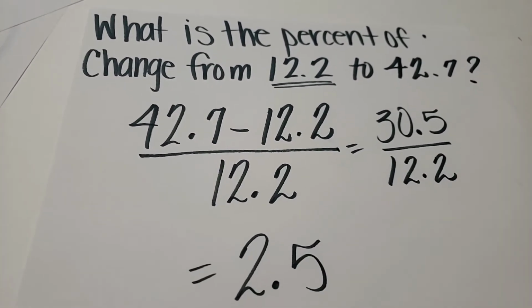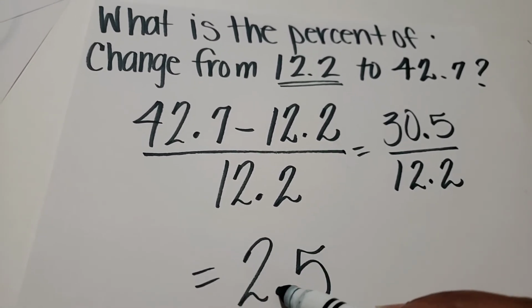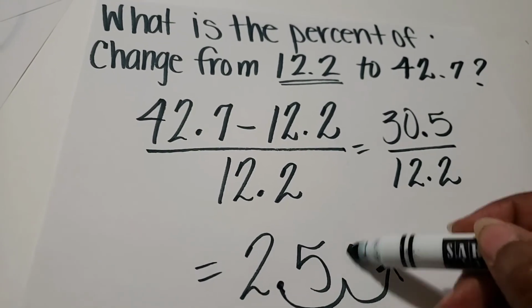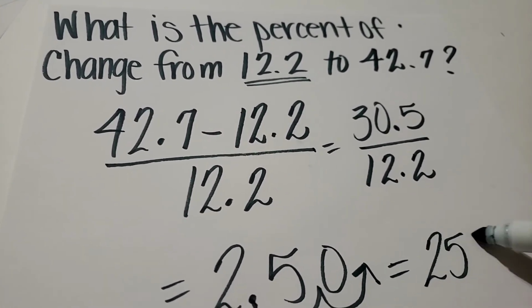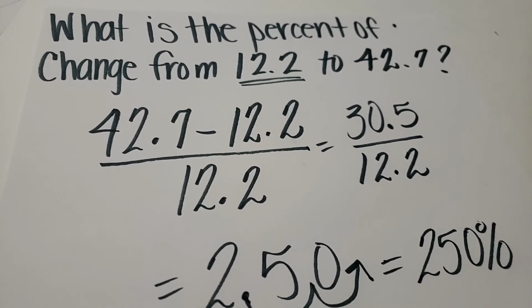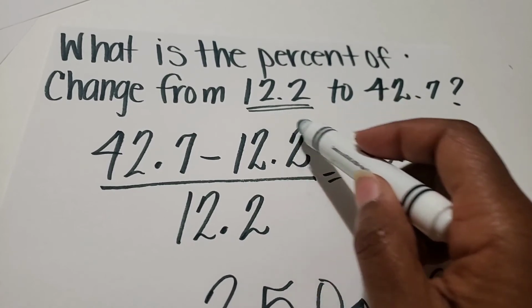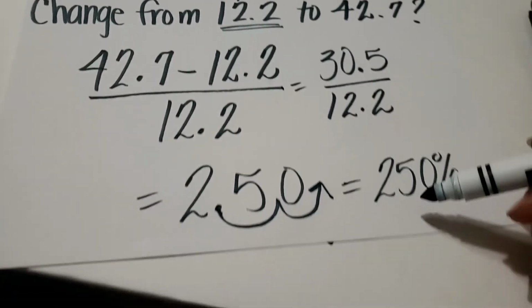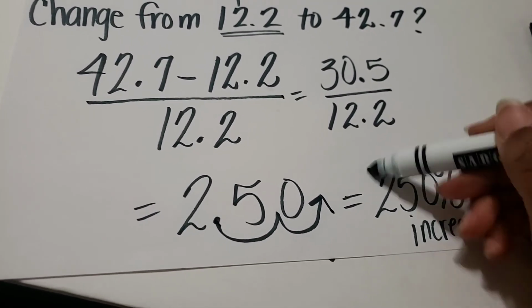Remember the question says, what is the percent of change? So we have to change this decimal number to a percent. We take our decimal point, move 2 places to the right. If there's an opening, we put in a 0, and we see this is a 250% change. But is it an increase or a decrease? Well, 12.2 to 42.7, that number increased. So this is a 250% increase.